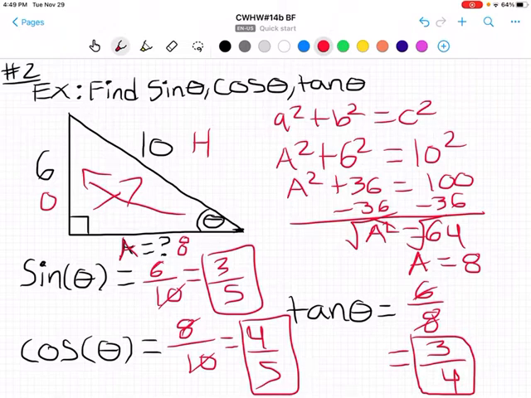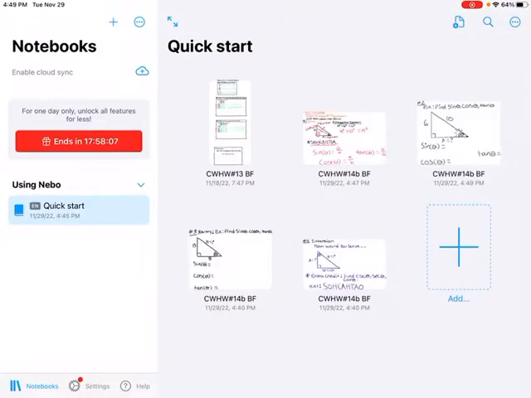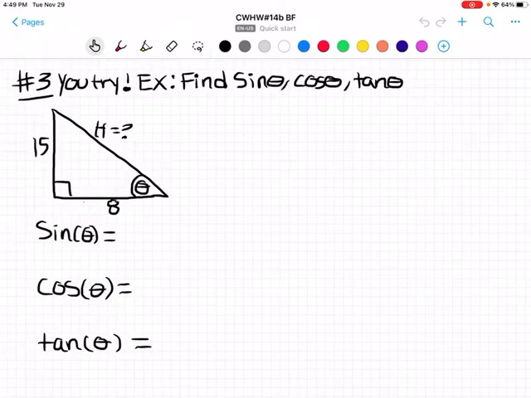So number 3 is going to be a try-it-yourself problem. The problem is to find sine theta, cosine theta, and tangent theta. It's basically the same thing we did in the previous example, so make sure to remember that. Also, make sure to remember SOHCAHTOA, very important for finding the answer. And please go for it, attempt this problem.